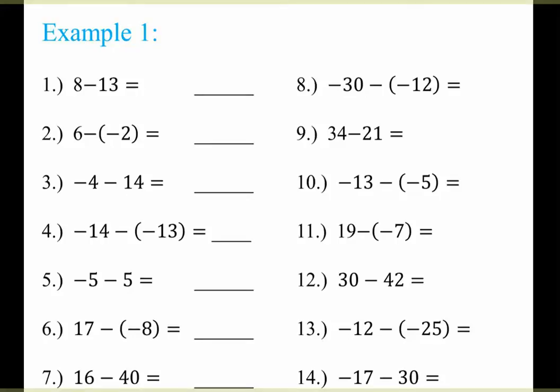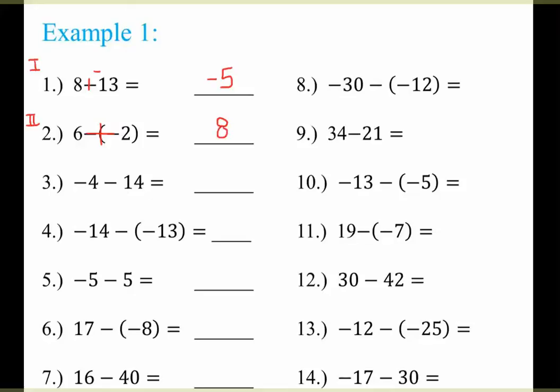All right, so let's take a look at the answers. We said that number 1 was a type 1 problem. 8 minus 13. The minus sign is going to change into plus a negative, and we end up with a negative 5. Okay, on number 2, we have a minus negative structure, so that's a type 2 problem. 6 minus negative 2 is going to be the same as 6 plus 2. I'm a big fat plus sign guy. 6 plus 2 is going to give me 8.